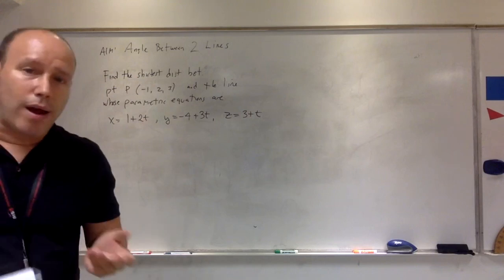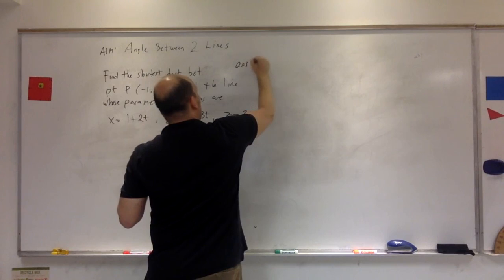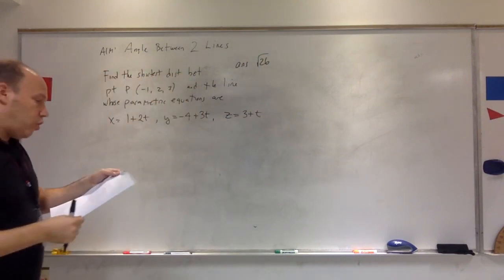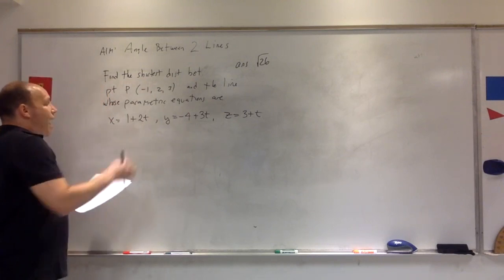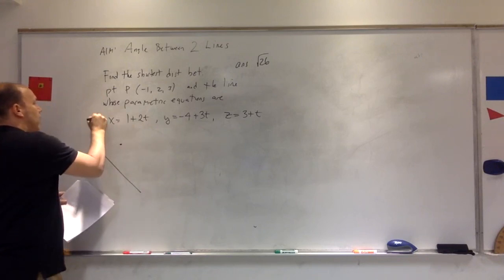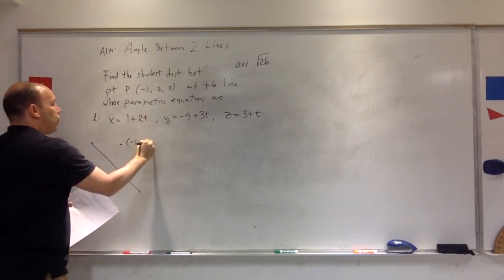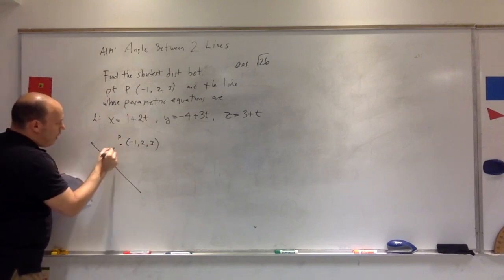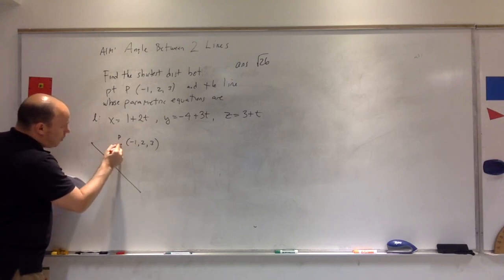So you can pause the video and try it on your own. The answer is radical 26, actually. Good. Let's figure this out. So I have a line, I have a point. This is my line, right? This is my point, -1, 2, 3. This is P. What's Q? Because I know this is the shortest distance.